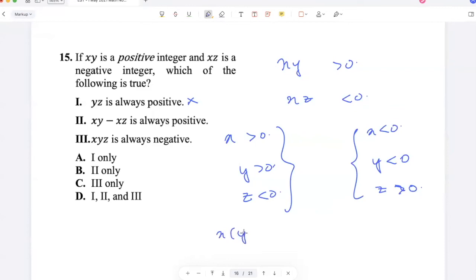xy minus xz is always positive. So x times (y minus z). Okay, so when x is positive, y minus z is positive. So yes. And when x is negative, y minus z is also negative. Yeah, so this is true. And xyz is always negative. Positive, positive, negative, yes. Negative, negative, positive. So xyz is positive here and negative there. So this is not true. So only 2 is true.